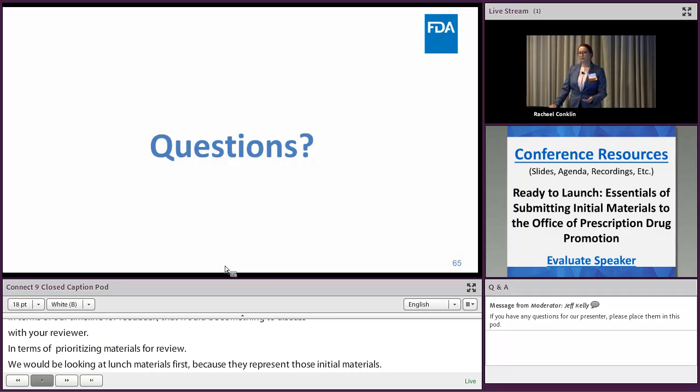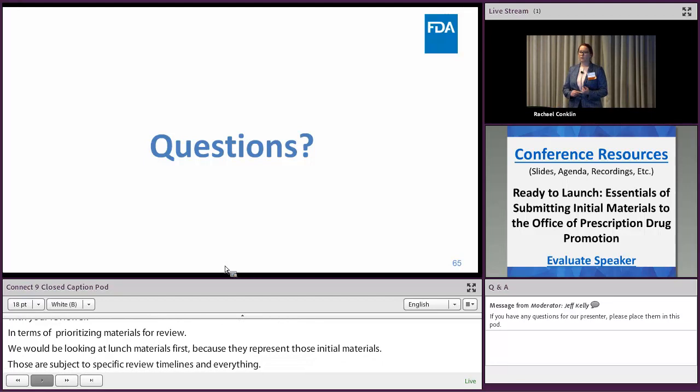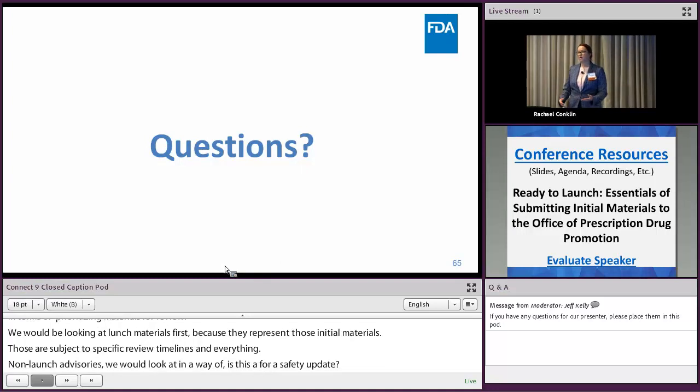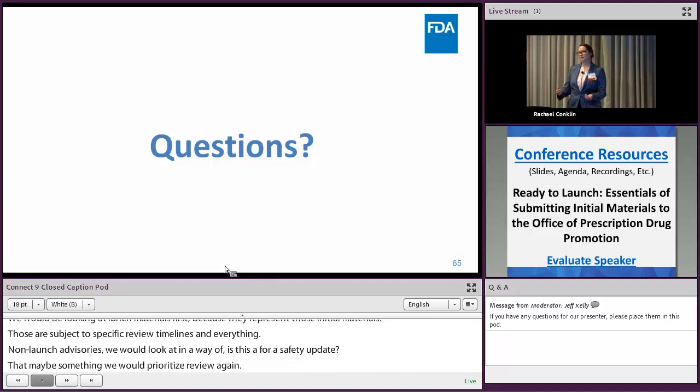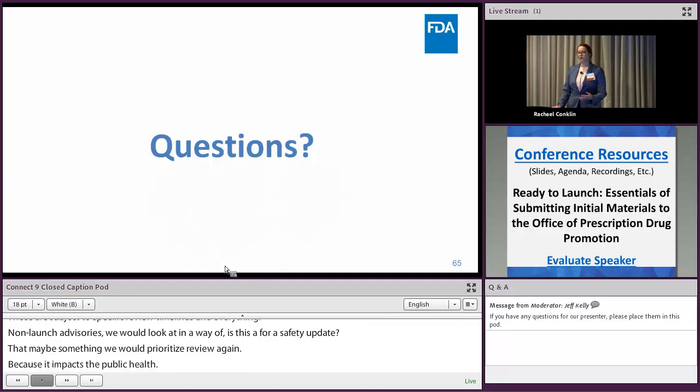Non-launch advisories we would then look at in a way of, is this for a safety update? That may be something that we would really prioritize review, because it really impacts the public health. So in terms of expectation of review timeline for non-launch advisories, I would really reach out and communicate with your OPDP reviewer, because they'll individually be able to give you a better sense of what our expected timeline is based on workloads.